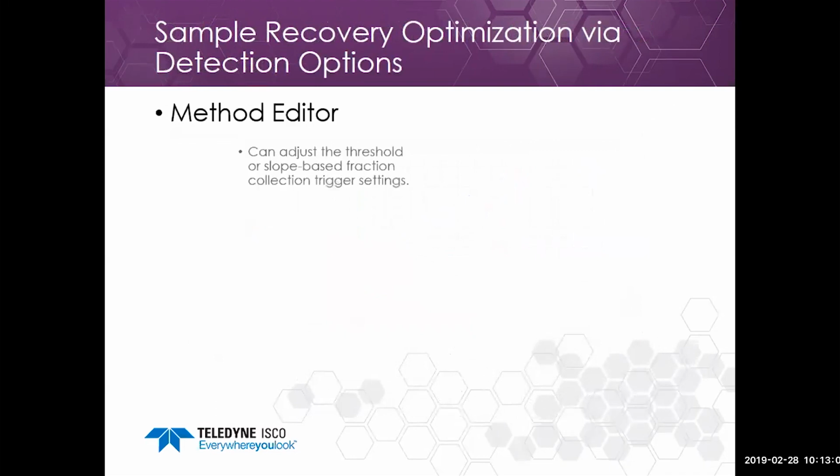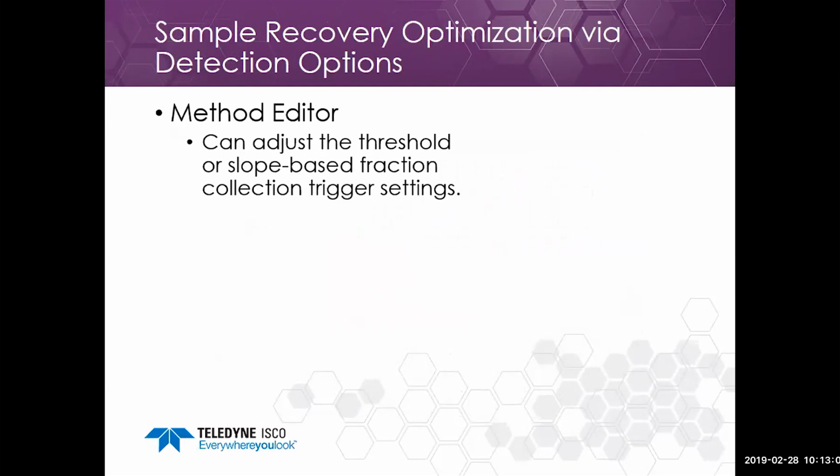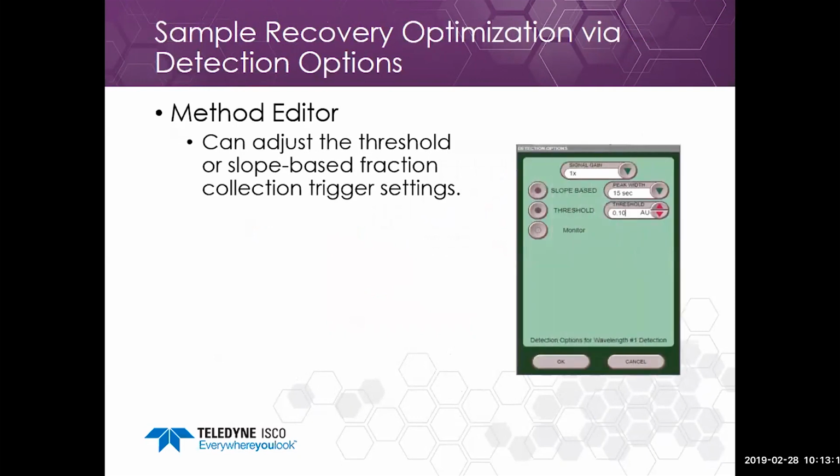Some further options you can use to enhance your sample recovery by changing your detection options. In the method editor, you can adjust your threshold and slope-based fraction collection trigger settings. This would be true for UV, UV-Vis, ELSD, mass spec. Any detector, you can change the slope-based or threshold-based settings for that. You can choose to monitor multiple single wavelengths.